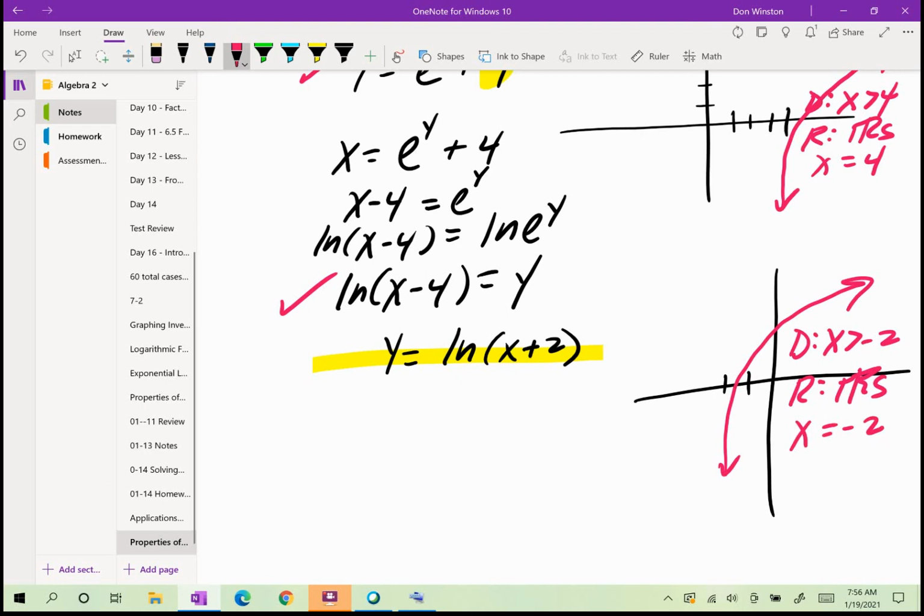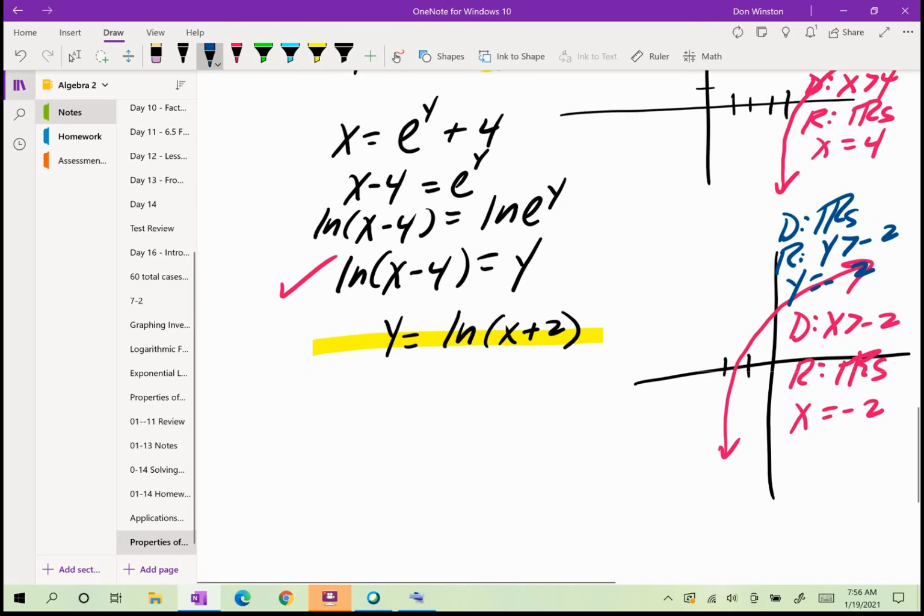So for the inverse function then, the domain should be all real numbers, but the range should be y is greater than negative 2, and then my horizontal asymptote will be y equals negative 2. So that's what I should have. We just switched the domain and range, the x and y. Okay, so let's look at this.